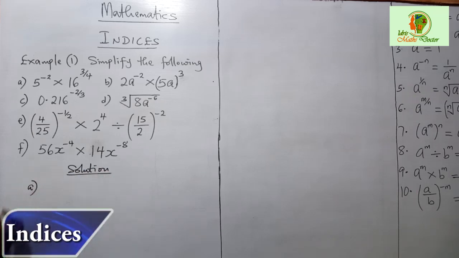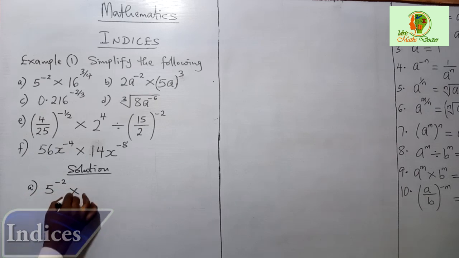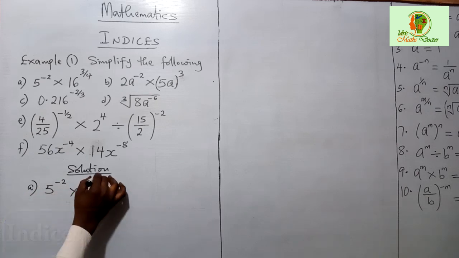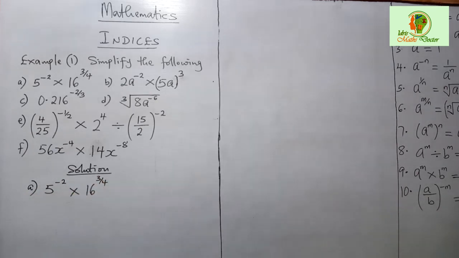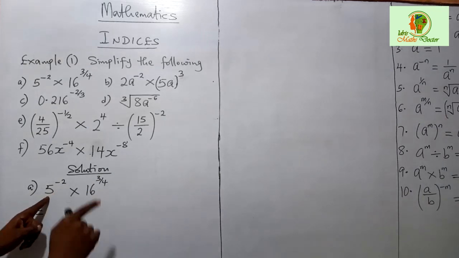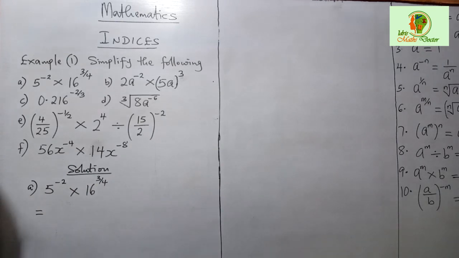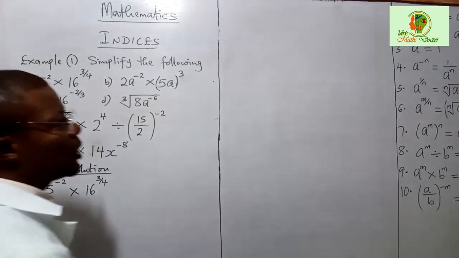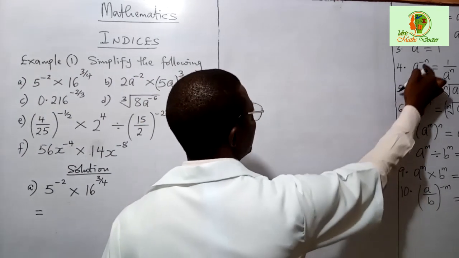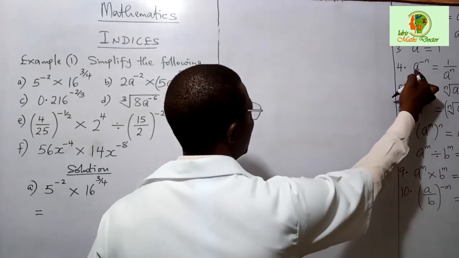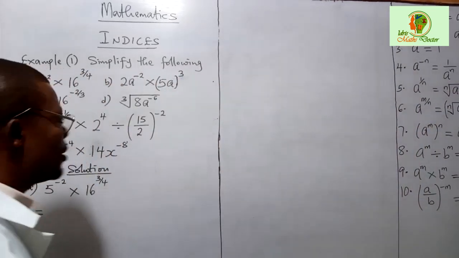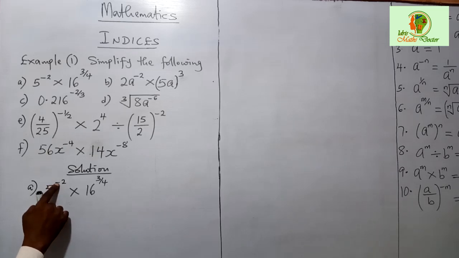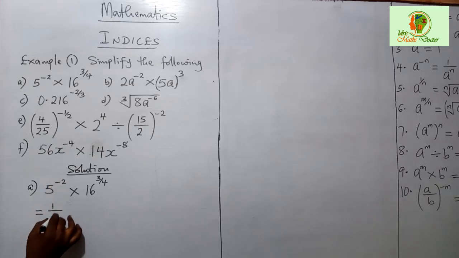A. The question is what? 5 raised to power minus 2 times 16 raised to power 3 over 4. 5 raised to power minus 2 is similar to law 4. You can see it on the board. 5 raised to power minus 2 is similar to A raised to power minus n. So removing this minus becomes 1 all over 5 raised to power 2.